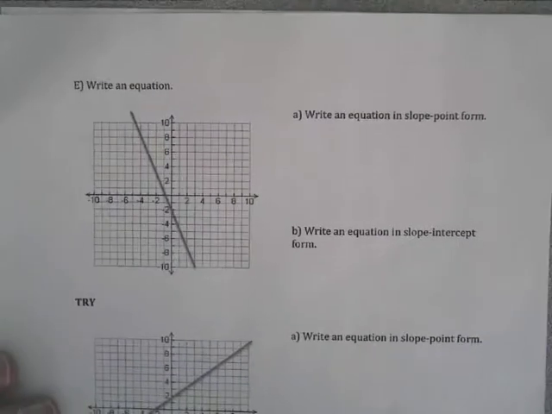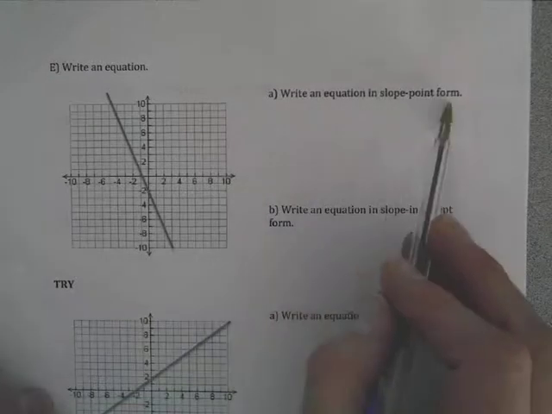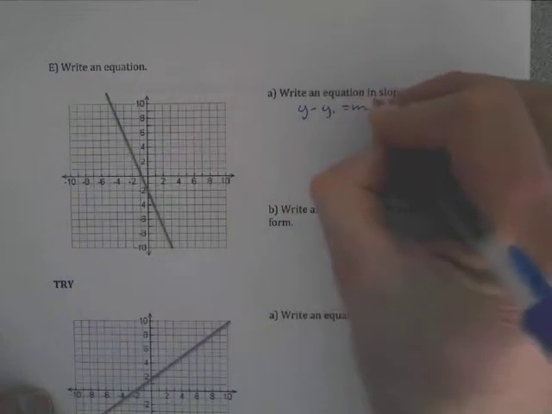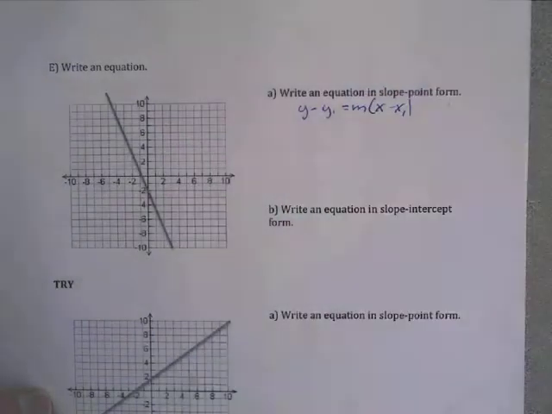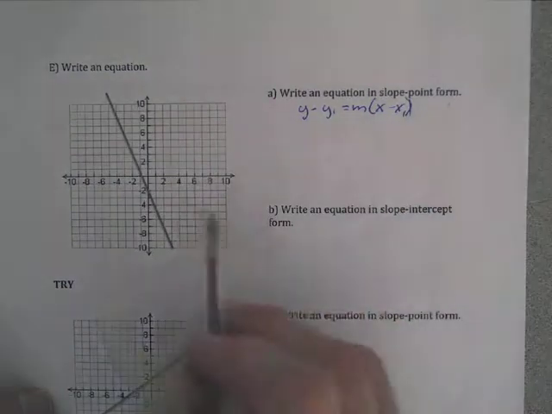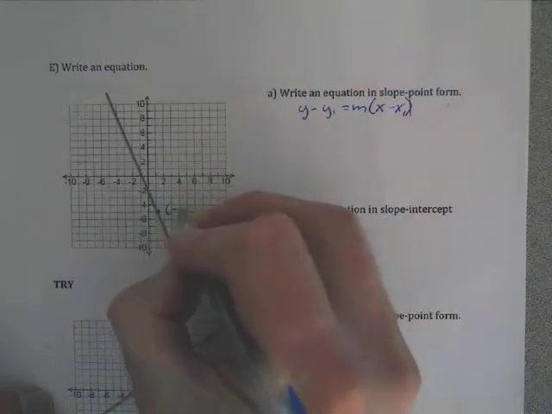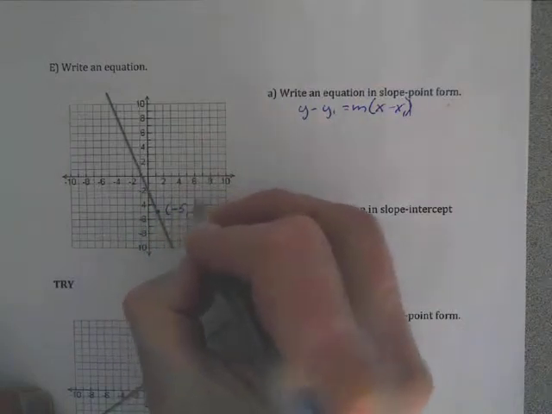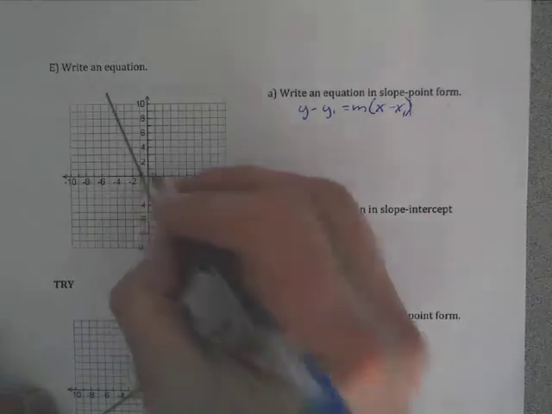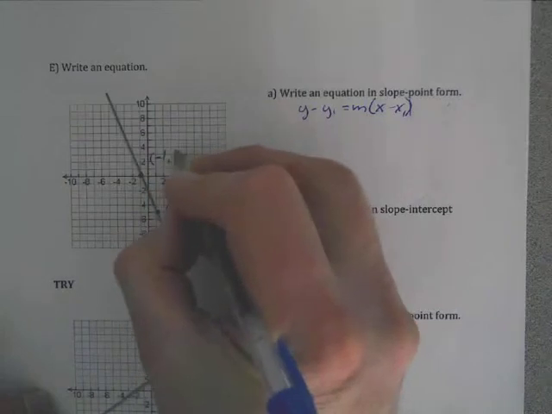Part E, we're going to write an equation for this line, and we're going to write an equation in slope-point form. So slope-point form is y minus y1 is equal to m times x minus x1. So let's find a point here. I'm going to take this point right there, which is (-5, 1). And I'm going to take, it looks like it goes to that point, and that point is going to be (-1, 0).